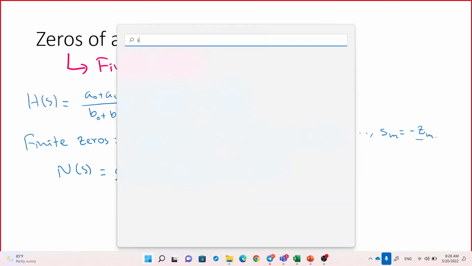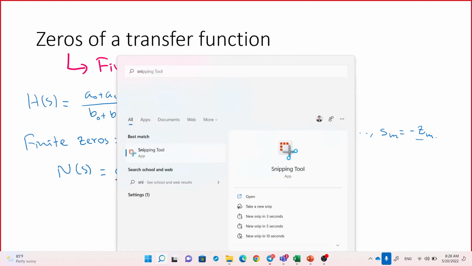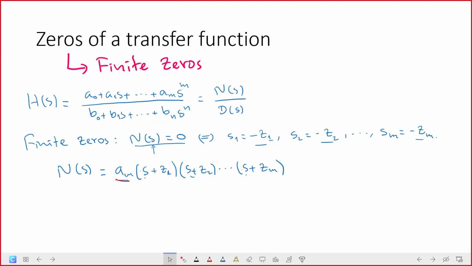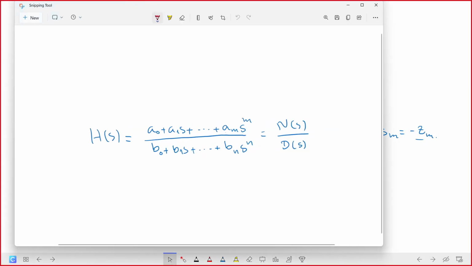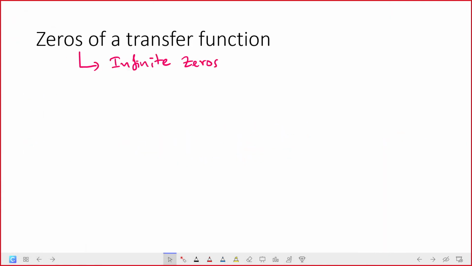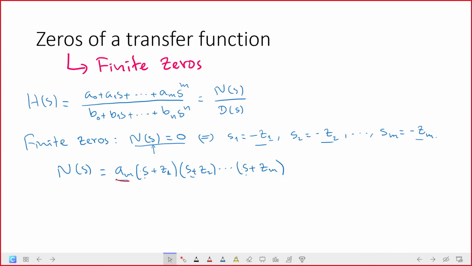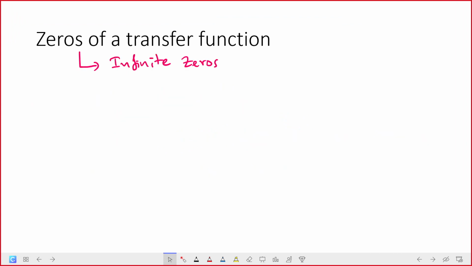So any question so far? I will often use this term. Okay, no question. Then I continue to the next point, about infinite zero.